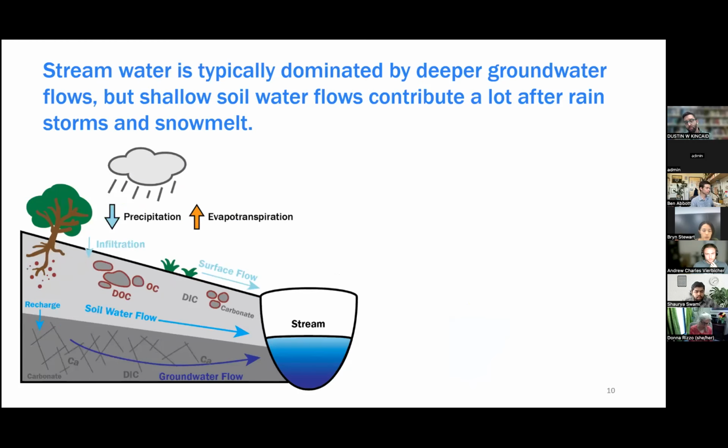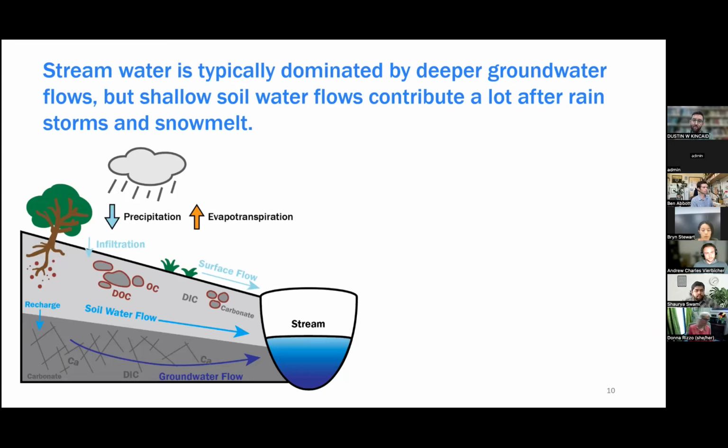Before we get into the chemistry, we first need to know when and where water is moving through the subsurface. In our model, we have 3 major paths that water can flow through, including surface flow, which enters the stream directly from over the land surface, shallow soil water flow from the shallow zone of the subsurface, and deeper groundwater flow from the deeper zone of the subsurface.